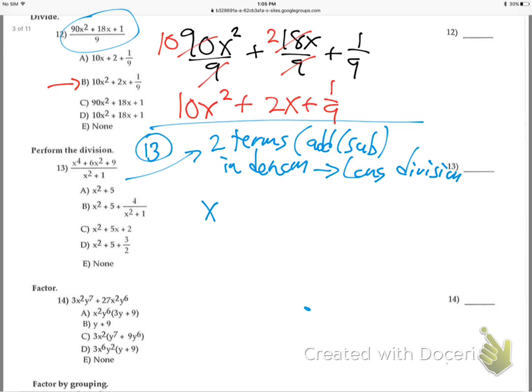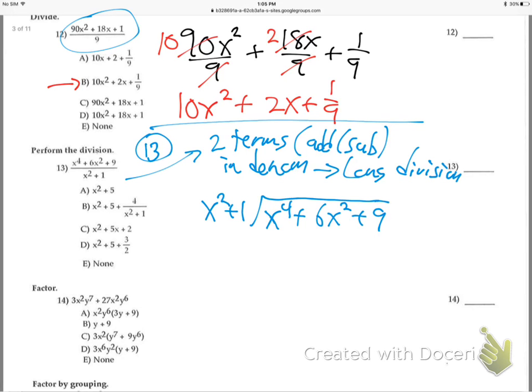So you got to make it x squared plus 1 into x to the 4th plus 6x squared plus 9. Like that. We good? So you got to do long division like that whenever there's two terms in the denominator. All right, so how do we do the long division thing?